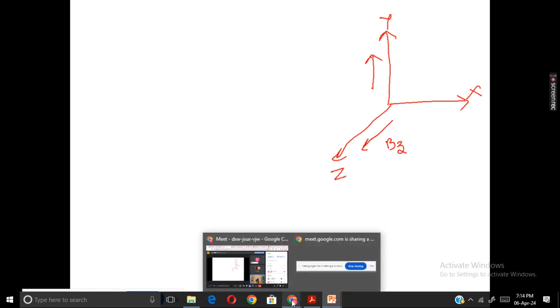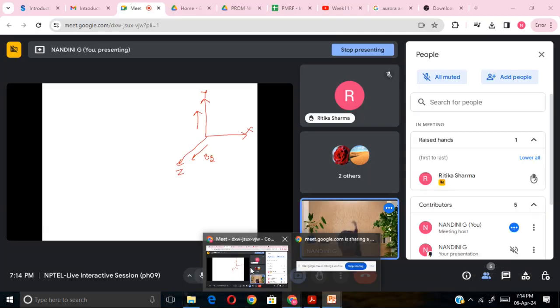So now consider this is X, this is Y, and this is Z. Now we are considering a magnetic field in the Z direction. So this is the direction of the magnetic field B, Z. And let us consider that the gradient of the magnetic field is in the Y direction.